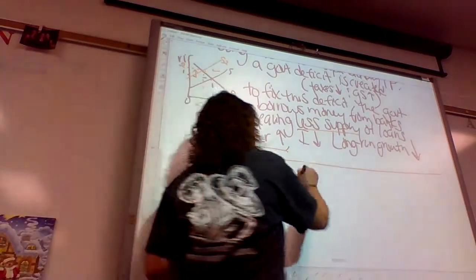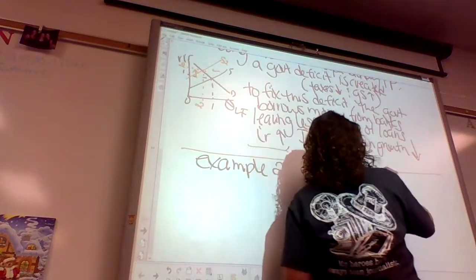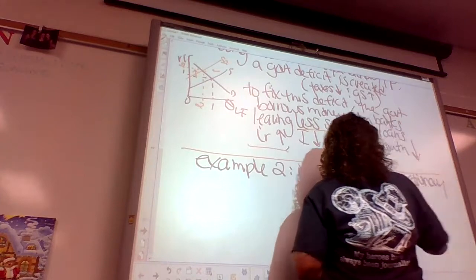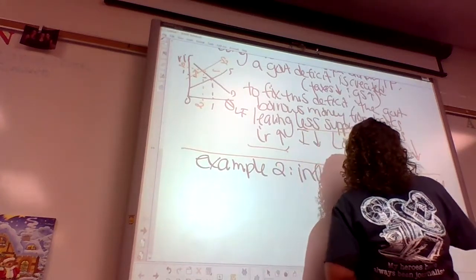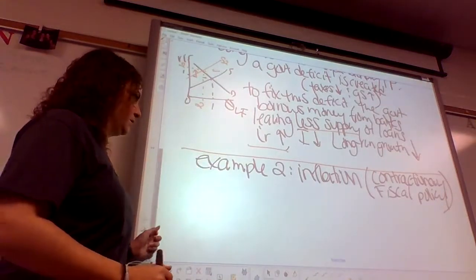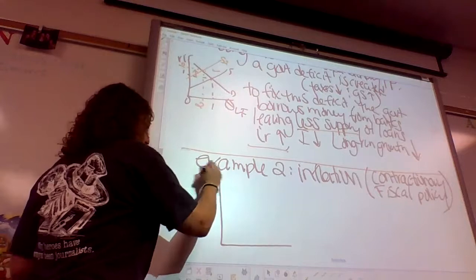Inflation. What type of fiscal policy are they going to do? Contraction. They're going to do contraction in fiscal policy. We're going to have an aggregate supply and demand graph and an inflationary gap.